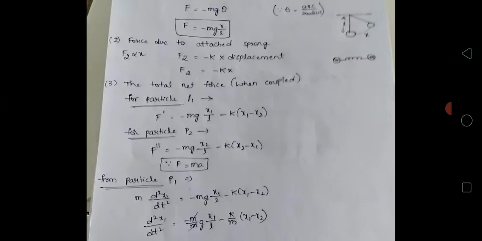So next phase is F is equal to minus mg into theta. F is force, mg means weight, theta is angle. In place of theta we can write a formula. So let us see, theta is equal to arc by radius.